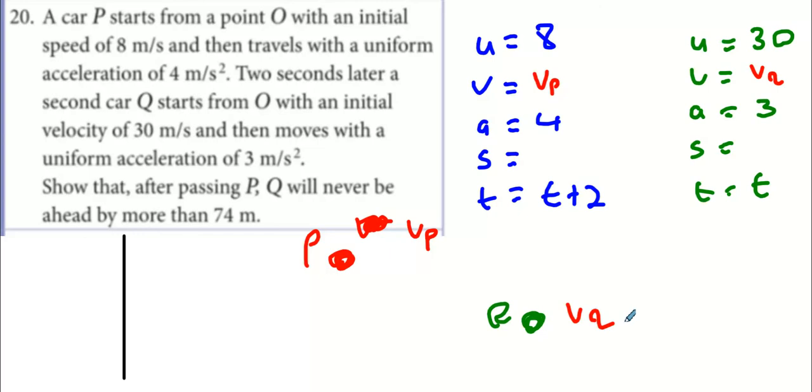So we need to do two things. The first thing we need to find out is when do they overtake each other? What do we know about overtakes? The distances are the same. So in step one, I would put S1 equals S2. I'd use s = ut + half at squared and find the t value. Okay, off you go. So we're going to find out how long it takes to overtake.